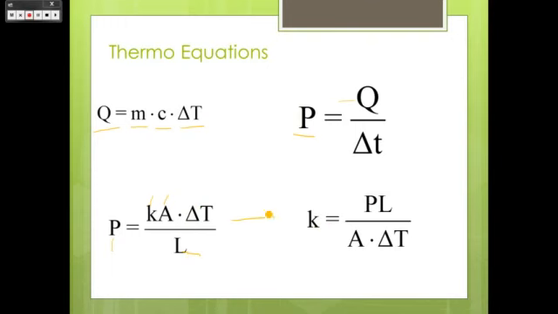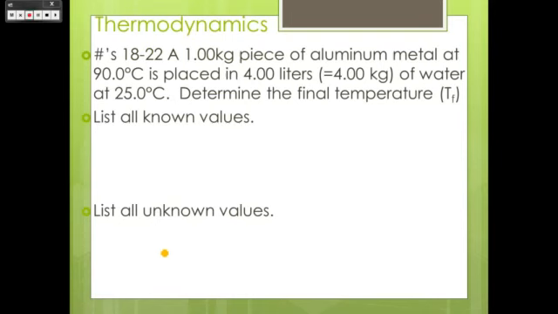And then this equation here to the right is the same as the last equation, just solved for a different variable. Let's take a look at the first problem. A 1 kilogram piece of aluminum metal at 90 degrees Celsius is placed in 4 liters, or 4 kilograms, of water at 25 degrees Celsius. We want to determine the final temperature.